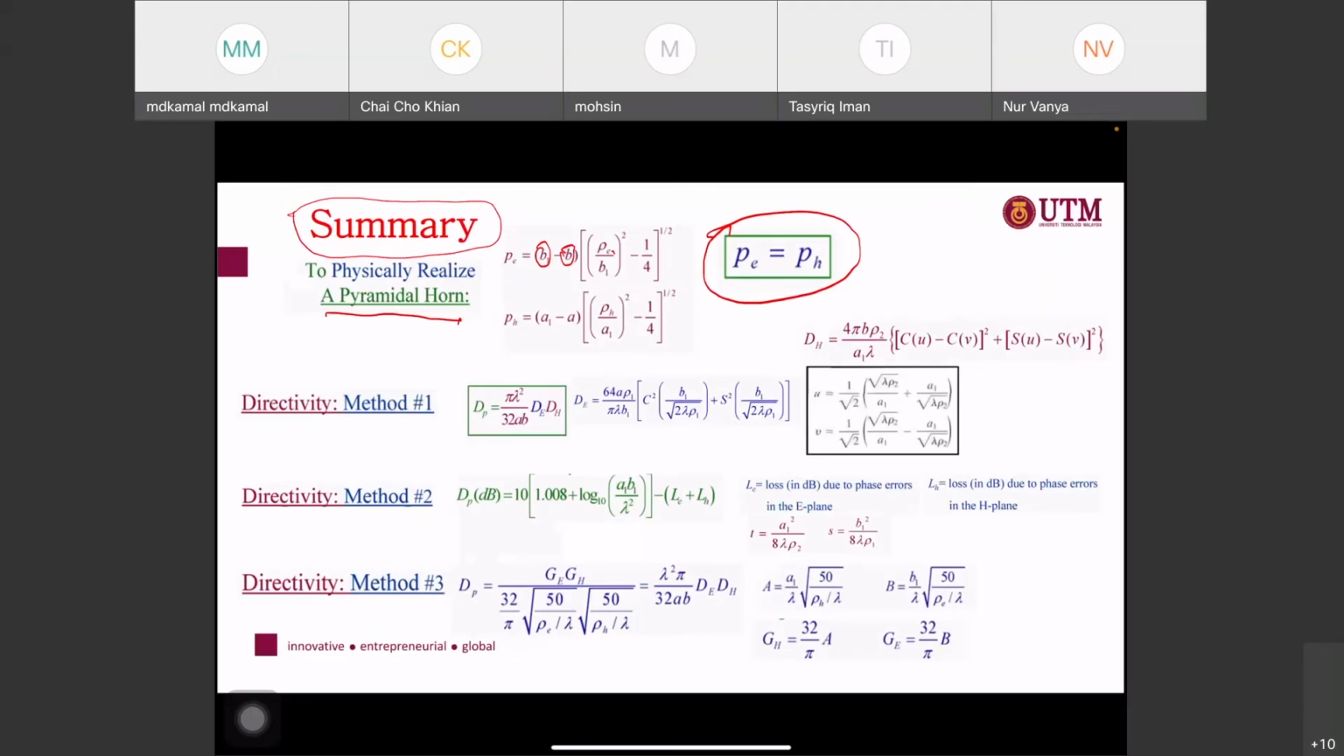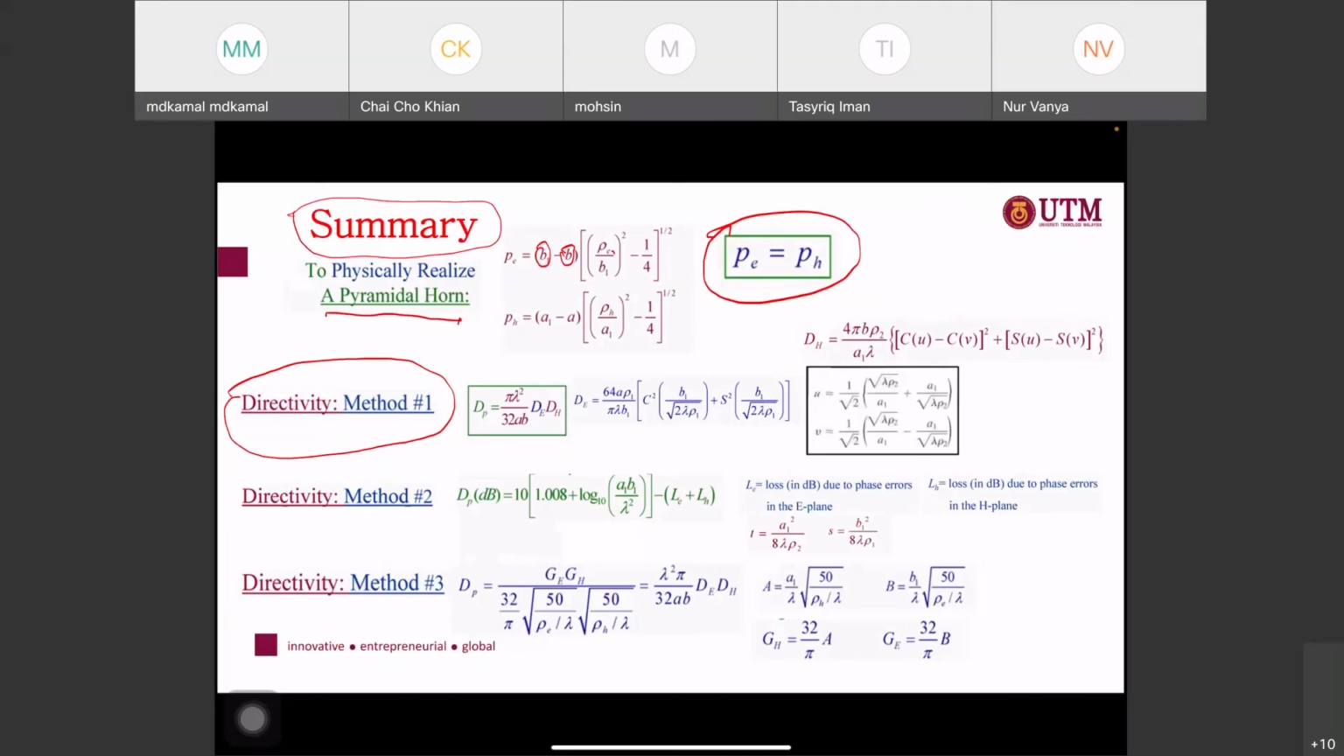And then once you calculate this value, you can see that you find out your PE is equal to your PH. And then how do you want to determine the directivity? The directivity from method 1 can be obtained in terms of this: DE = 64 A rho 1 over 4 pi lambda, and so this is with the value. And then for the directivity of method 2, you find out this. And the method 3 you can find from this as well.